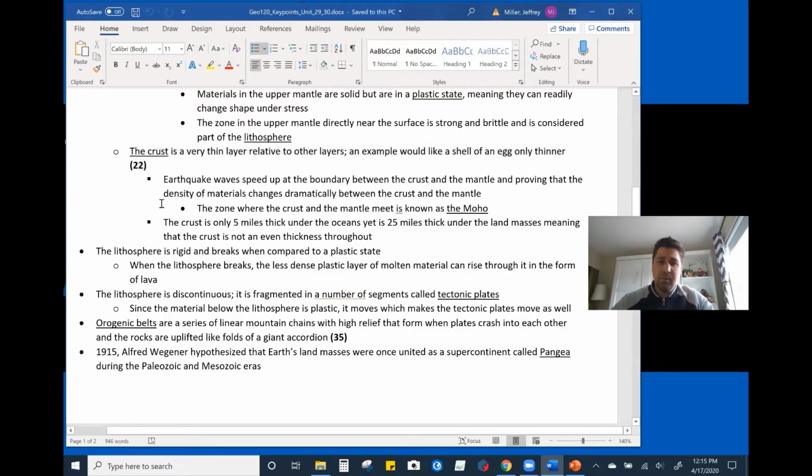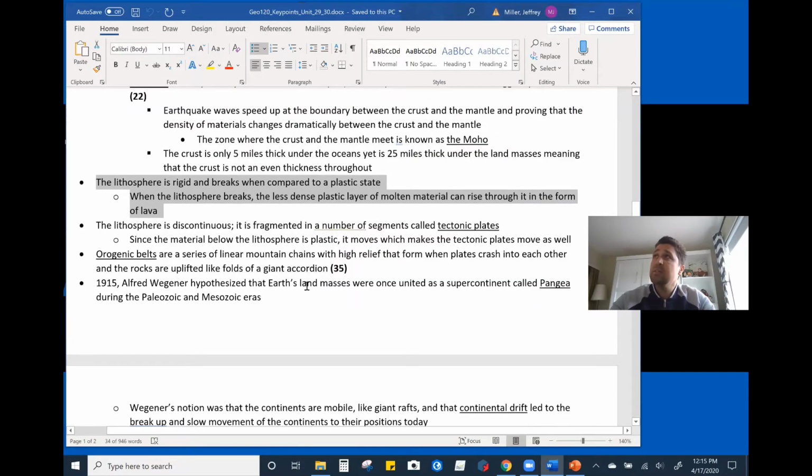The zone between the crust and the mantle is called the Moho. That's important to know. M-O-H-O. And the lithosphere, the crust, is rigid, meaning that it can break easily compared to that kind of plastic state, not quite a liquid, not quite a solid, that's in the upper mantle. That stuff is flexible. That lava is flexible, whereas the crust is not.